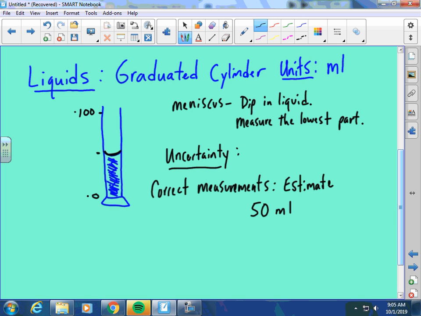So really what you do is you look at your marks. Like this particular graduated cylinder is marked in hundreds, apparently. And you go down a step from there. So my estimate is going to be the tens place. We couldn't say for certain this is between 50 and 60 or 40 and 50. It's kind of hard to tell, right? So that's kind of a guess, that 50. All right? Now let's look at another graduated cylinder.